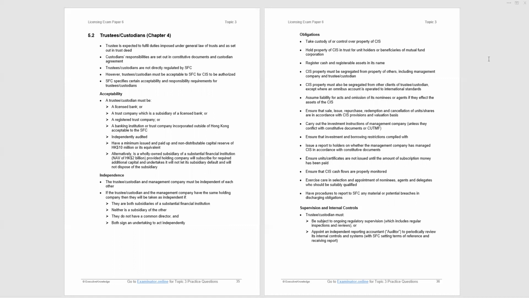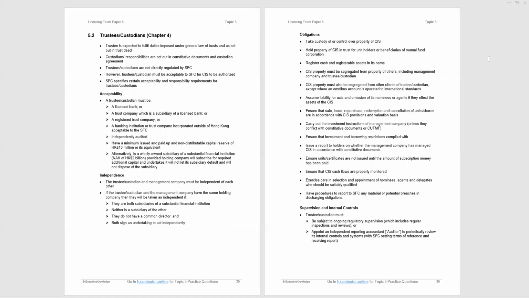Neither is a subsidiary of the other. They do not have a common director. Both sign an undertaking to act independently. If that's the case, then the trustee or custodian and the management company can operate for the same scheme, even though they have the same holding company, which you would think compromises independence, but these conditions must be complied with. I've spent a little bit of time on that because I have seen a question digging into those 4 bullet points.